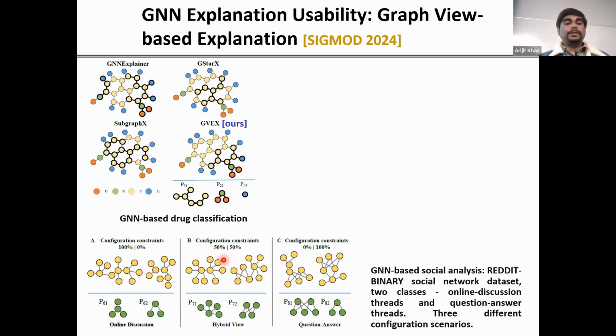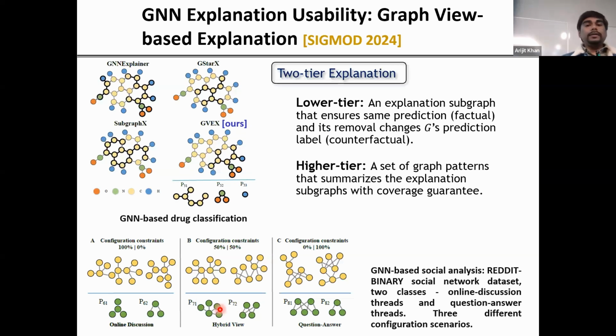For example, what if I'm interested in the common feature of both? In our model, we can actually give equal importance to both classes, and then we can find something in the middle as well. So we see something that is neither completely clique nor completely linear. And that is what I mean by configurability. Our method can also support this kind of tunability where users can specify their levels of interest over multiple classes. And to support that, we do two tiers of explanation.